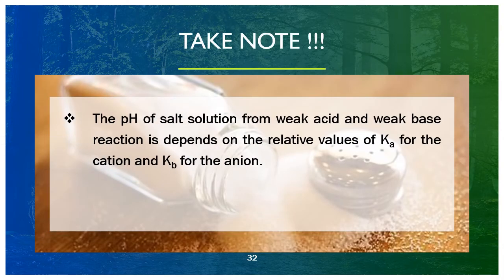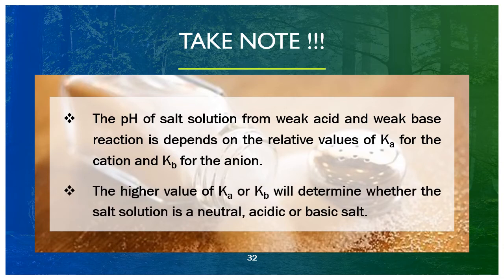But remember, the pH of the salt solution from the weak acid and weak base reaction depends on the relative value of the Ka for the cation and the Kb for the anion. The higher value of Ka or Kb will determine whether the salt solution is neutral, acidic, or basic. As a conclusion, the salt produced from a weak acid and a weak base reaction can be a neutral, acidic, or basic salt solution.